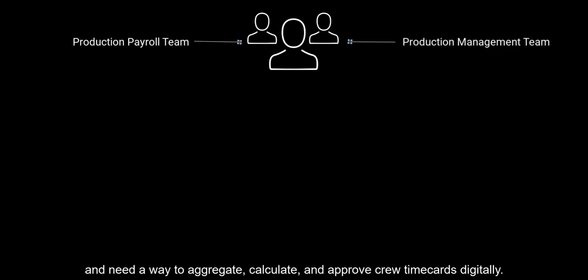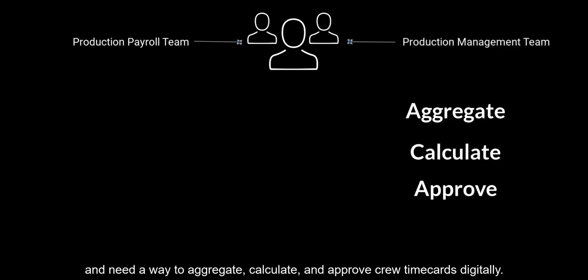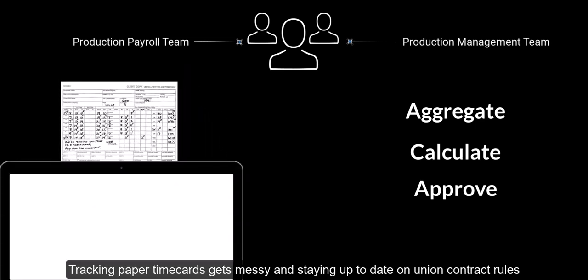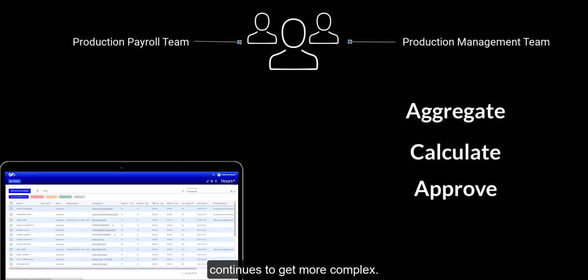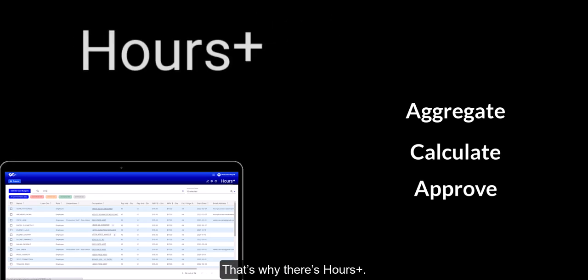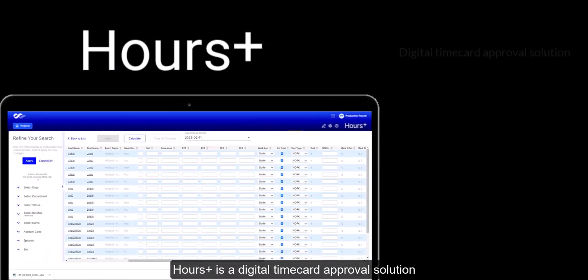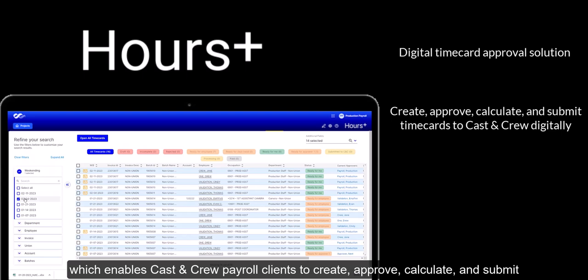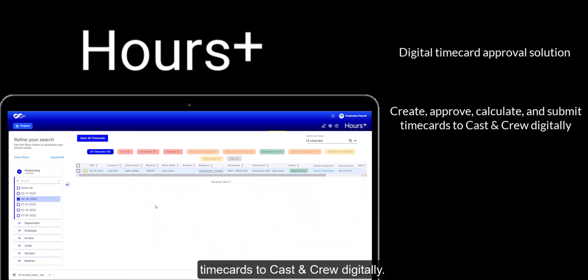You're on the production payroll team or production management team and need a way to aggregate, calculate, and approve crew time cards digitally. Tracking paper time cards gets messy and staying up to date on union contract rules continues to get more complex. That's why there's Hours Plus. Hours Plus is a digital time card approval solution which enables Cast and Crew payroll clients to create, approve, calculate, and submit time cards to Cast and Crew digitally.